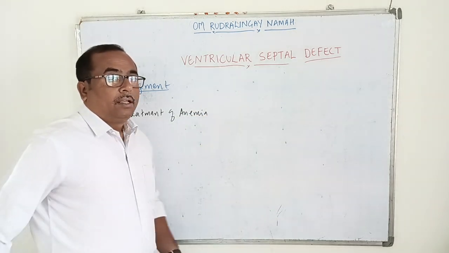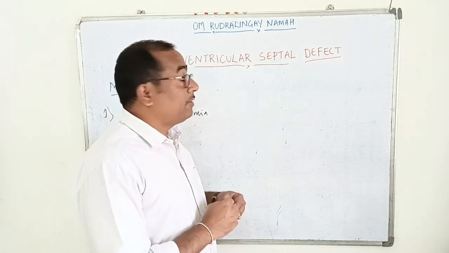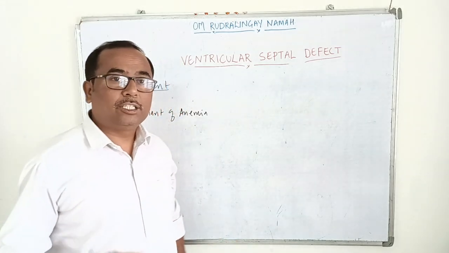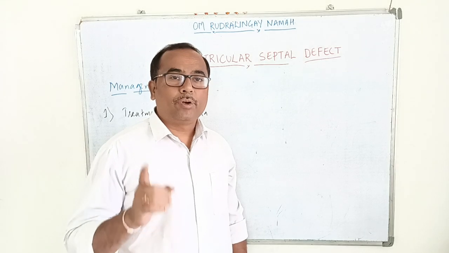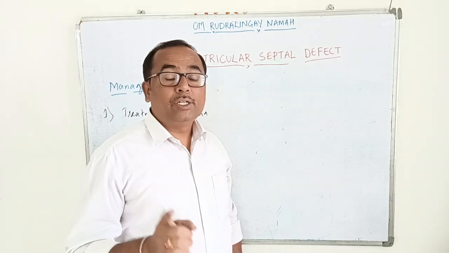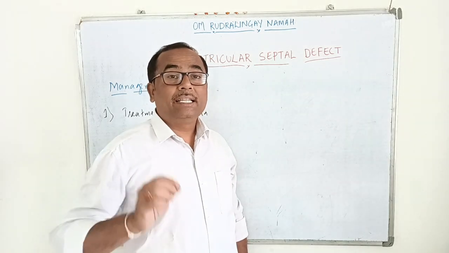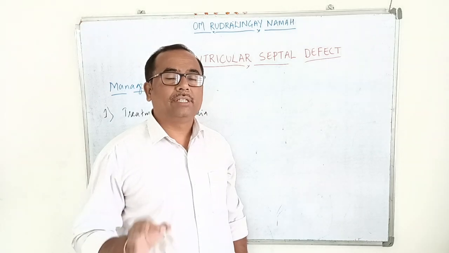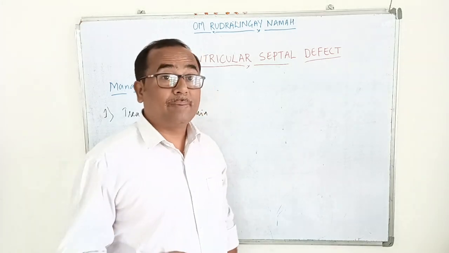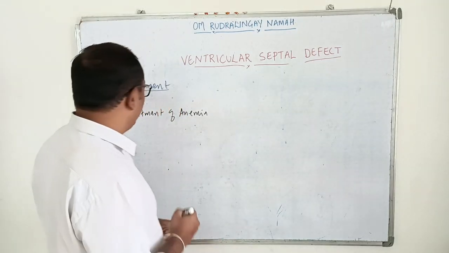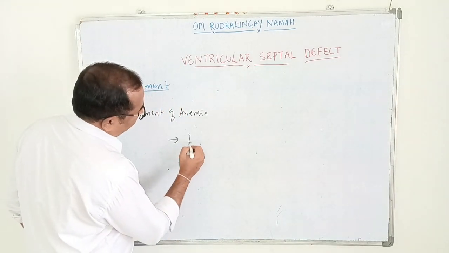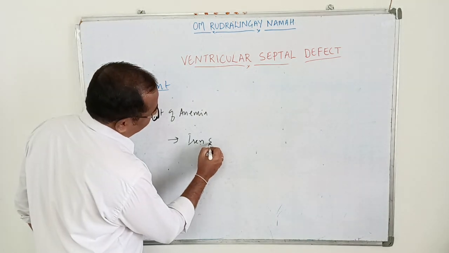If the child has a ventricular septal defect and is also suffering from anemia, the anemia has to be treated at the earliest. If you do not treat the anemia, the child will easily develop congestive cardiac failure. So we have to treat the anemia as early as possible. How are we going to treat this? By iron supplement.